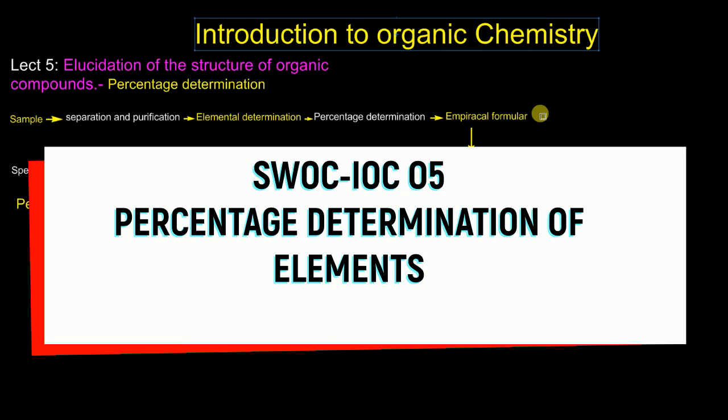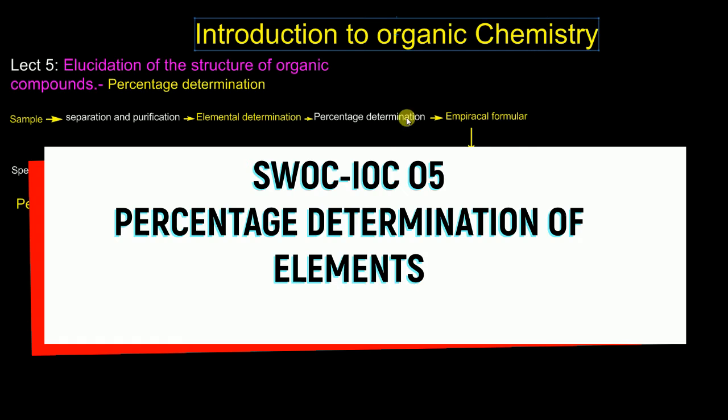We are here to continue on chemistry and on the topic organic chemistry. In our last video, we elucidated the structure of organic compounds and we talked about the elemental identification. This time around, we are going to use the identification of these elements to estimate how much of each element we have obtained.